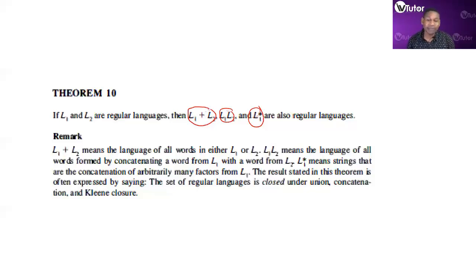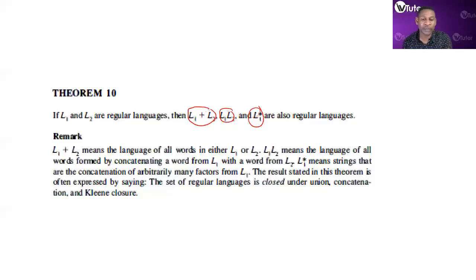Sometimes they can ask the question: regular languages are closed under union, what does that mean? The response is that if L1 and L2 are regular languages, then L1 or L2 is also a regular language. If you're talking about product, then we include product. If you're talking about Kleene star, we include Kleene star. That is the meaning of closed under union, product, and Kleene star. That is the first theorem.